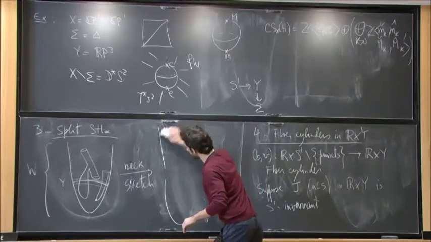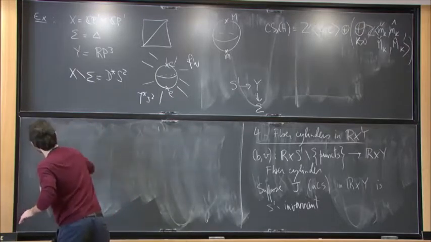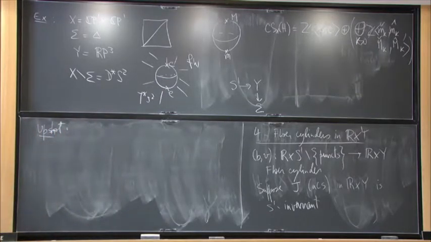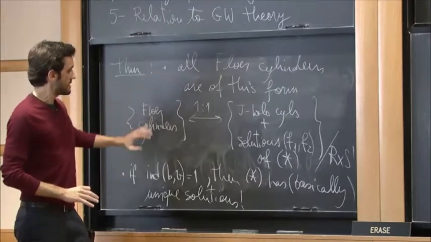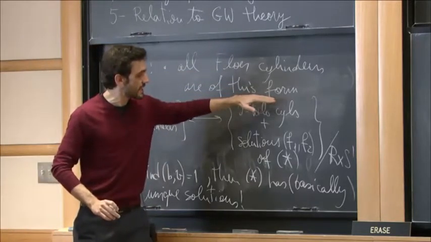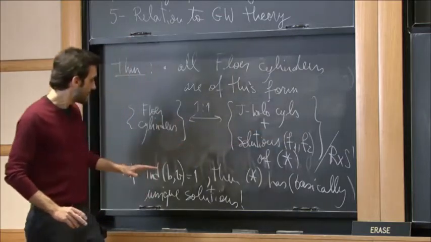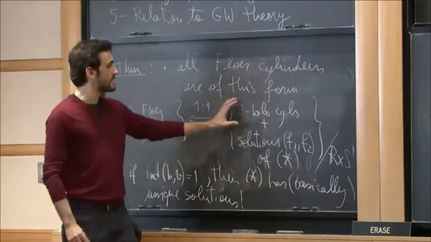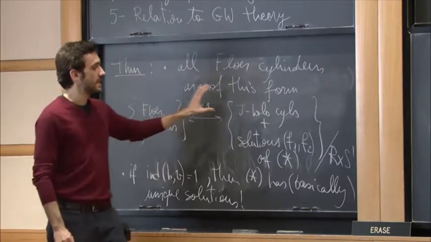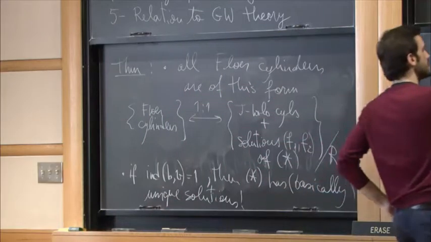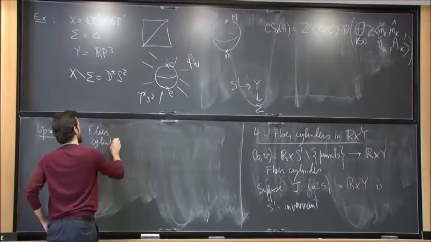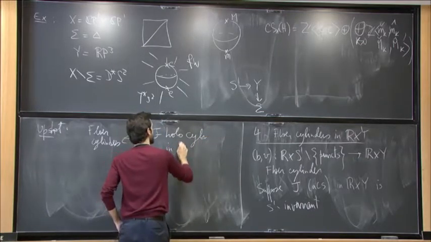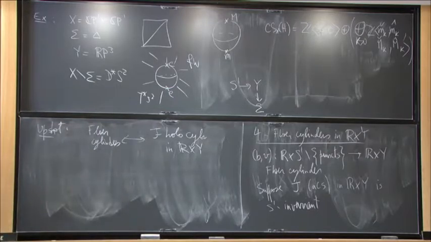So what I want to say, just to summarize, the upshot is what? First, studying Floer cylinders is the same as studying J-holomorphic cylinders and solutions of my auxiliary equation. Then in the case of Floer cylinders that I want to consider for the Floer differential, the auxiliary equation basically has a unique solution. So I can interpret this as a one-to-one correspondence between Floer cylinders and J-holomorphic cylinders in the symplectization. Okay. So the upshot is that Floer cylinders correspond to J-holomorphic cylinders in the symplectization.